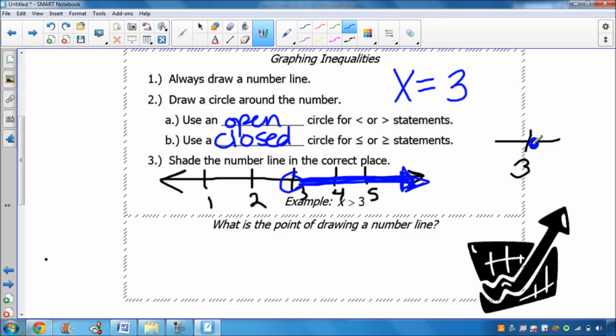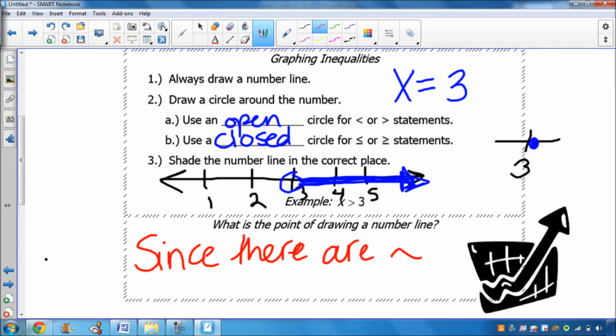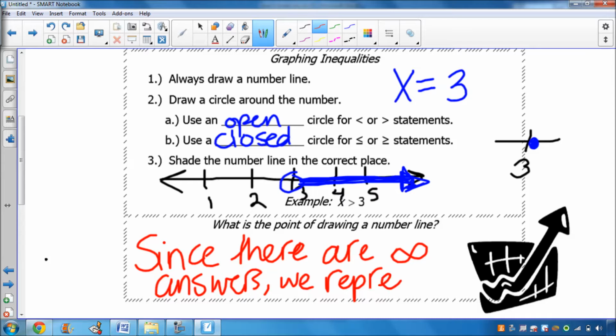So what's the point of drawing a number line? Well, we have infinite solutions. So since there are infinite answers, we represent them by shading, okay? Hopefully that makes sense to you.